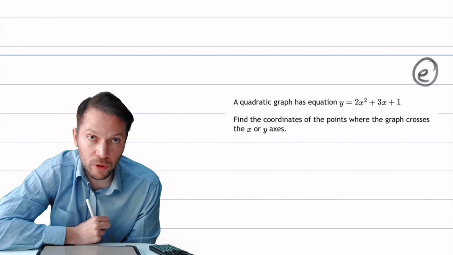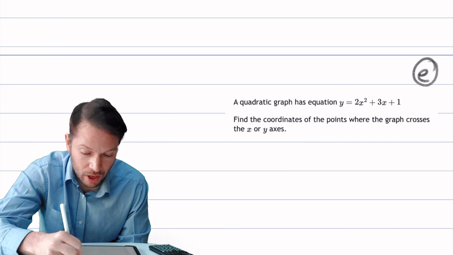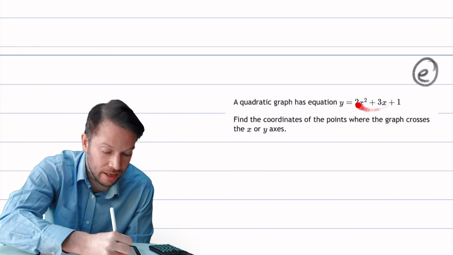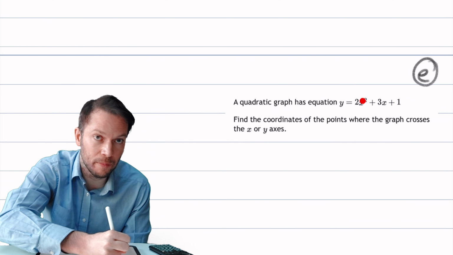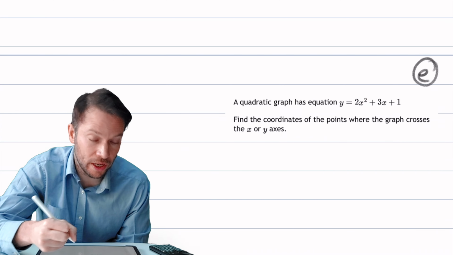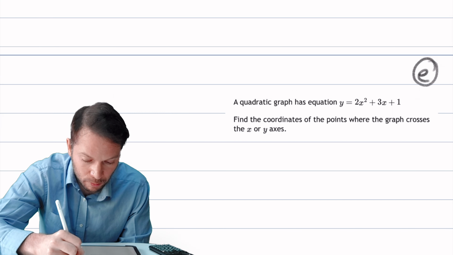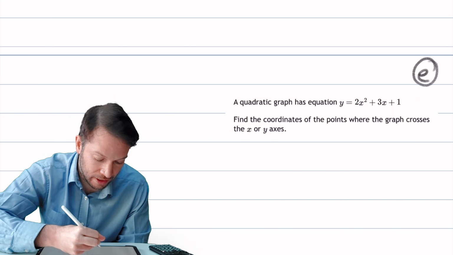Hi, in this video we want to find the x and y intercepts of a quadratic graph where we have some quadratic expression here. Remember, a quadratic is where you've got an x squared term, but the number in front of the x squared is not 1, so we've got 2x squared in this case. So let's remind ourselves how we find the x and the y intercepts of the graph.